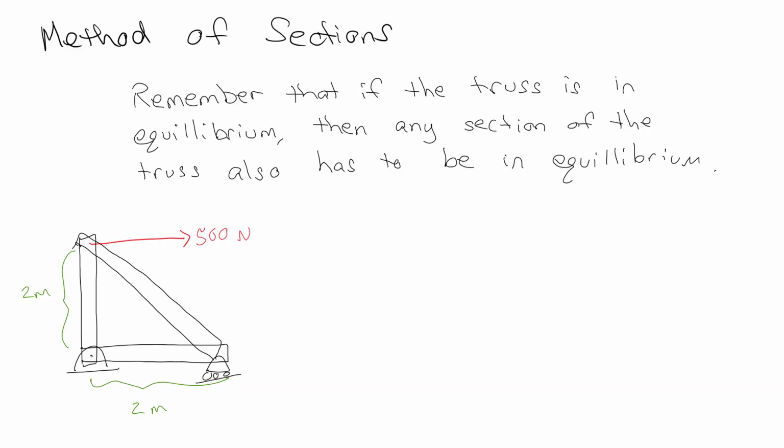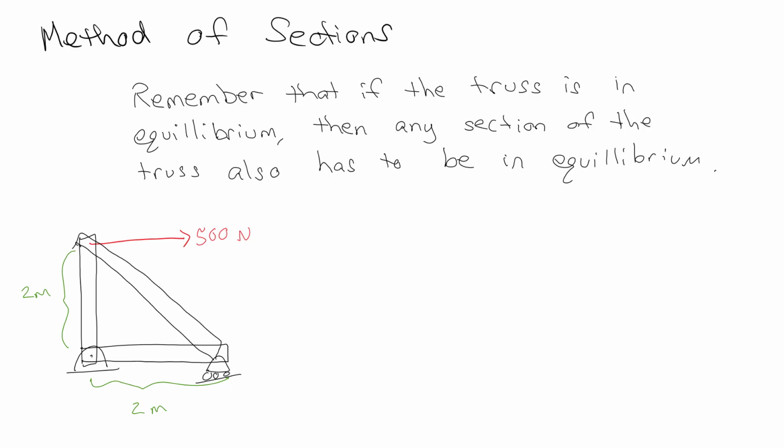So looking at method of sections, if you've already done method of joints, then method of sections is just another way of doing the same thing, but maybe a little bit less work. The biggest thing to remember here is that if the truss is in equilibrium, then any section of the truss also has to be in equilibrium.